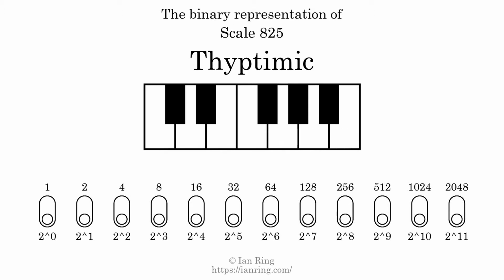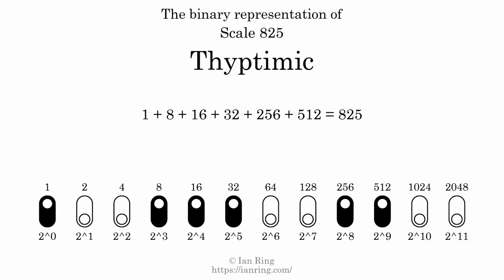The binary representation of this scale is determined by mapping tones of the scale to binary digits. Each binary digit represents a power of 2. To get the scale number, we add the powers of 2 together. The powers of 2 that are present in the scale, all added together, equals 825. That is why the scale number, in decimal, is 825.